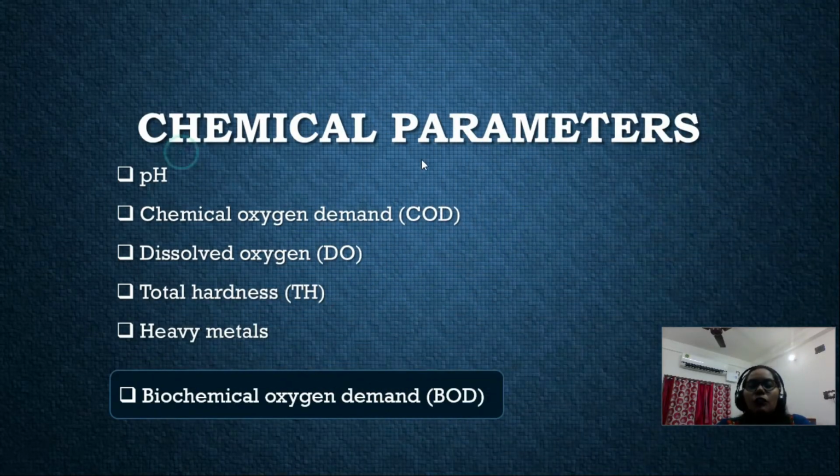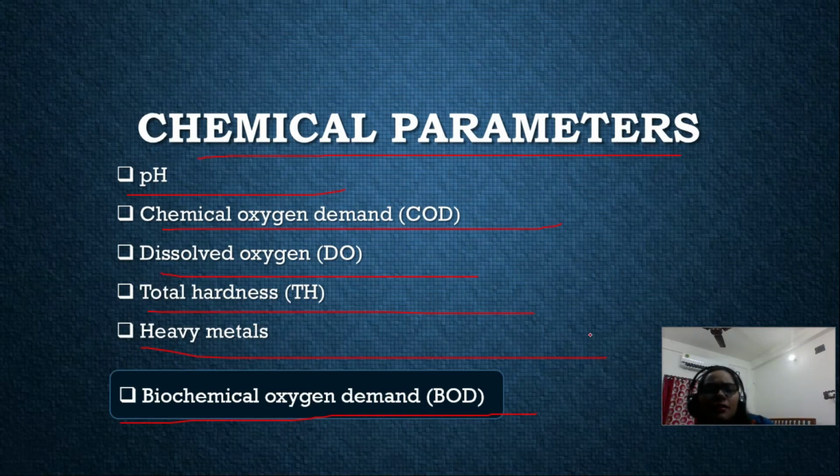Now chemical parameters. These are some of the chemical parameters: pH, chemical oxygen demand, dissolved oxygen, total hardness, heavy metals, and of course at last the BOD, biochemical oxygen demand. BOD, that we will discuss today.